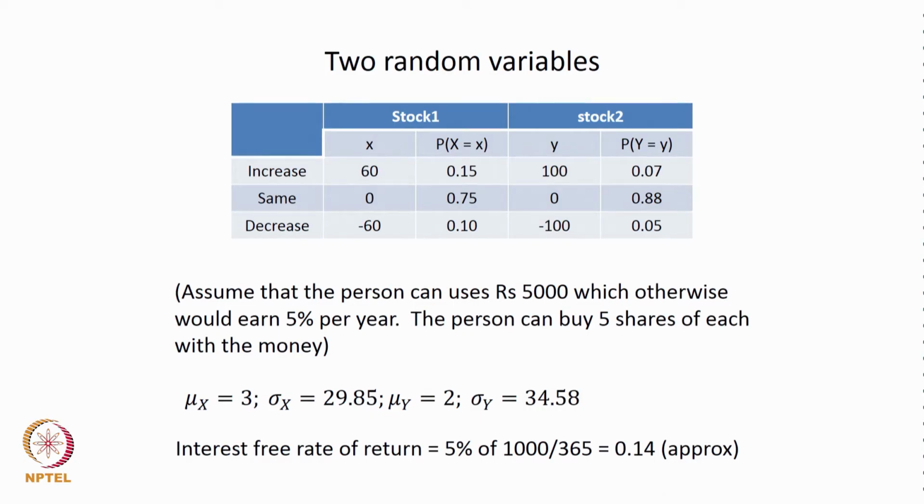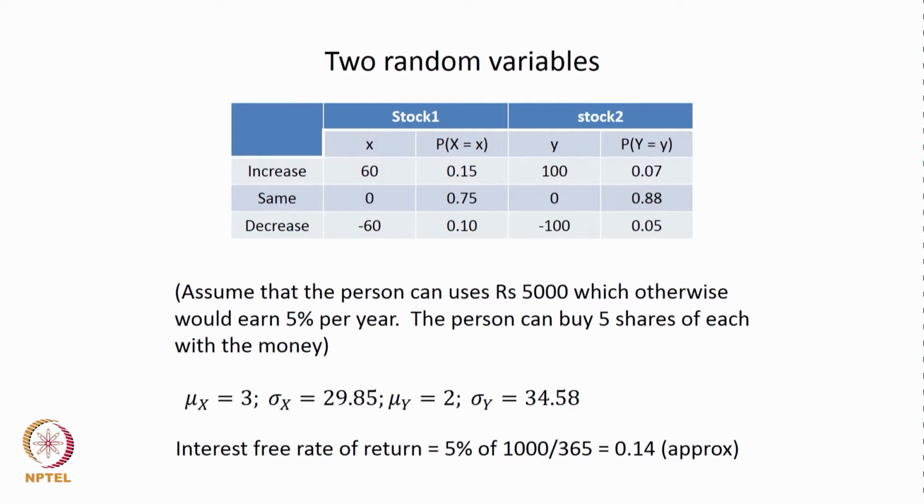So 60 into 0.15 is 9, plus 0 into 0.75 is 0, minus 60 into 0.1 is minus 6, so the expected value is 3. Standard deviation, based on our computation, we have not shown the details, but we have seen how to compute it in earlier lectures. Sigma x turns out to be 29.85. Now we look at stock 2, expected value is 100 into 0.07 which is 7, 0 into 0.88 is 0, minus 100 into 0.05 is minus 5, so the expected value is 2 and the standard deviation turns out to be 34.58.